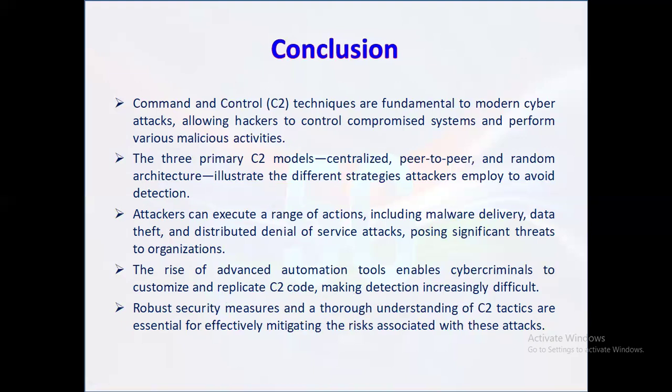Finally, robust security measures and a thorough understanding of C2 tactics are essential for effectively mitigating the risks associated with these attacks. Organizations must remain vigilant and proactive in their cybersecurity efforts to safeguard their systems and data against the evolving threat of command and control attacks.